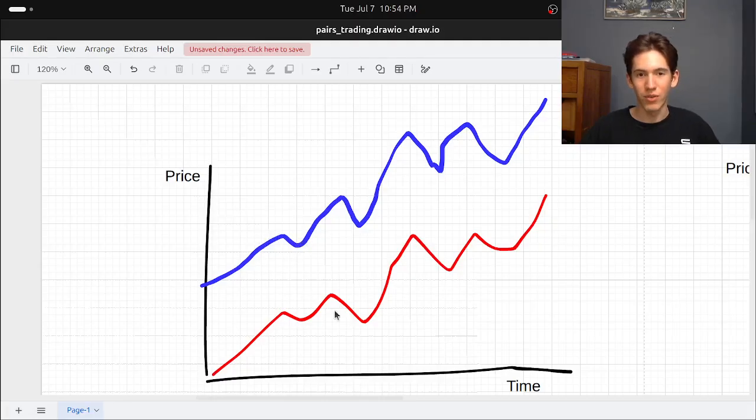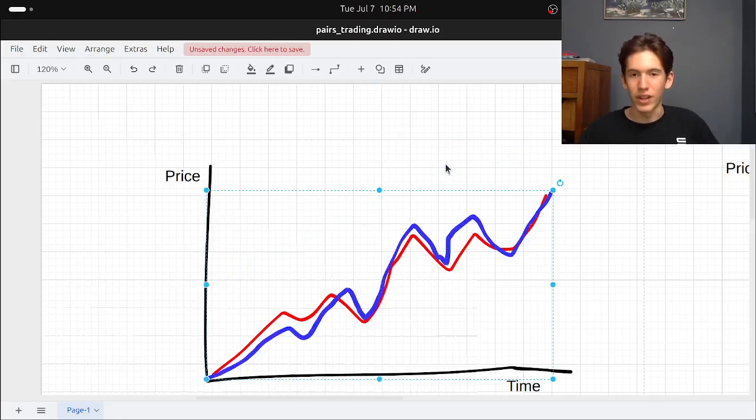So this ratio of price between the two, where blue looks, let's say, roughly twice the price of red. As long as that stays the same, they move together. That's all we really care about.